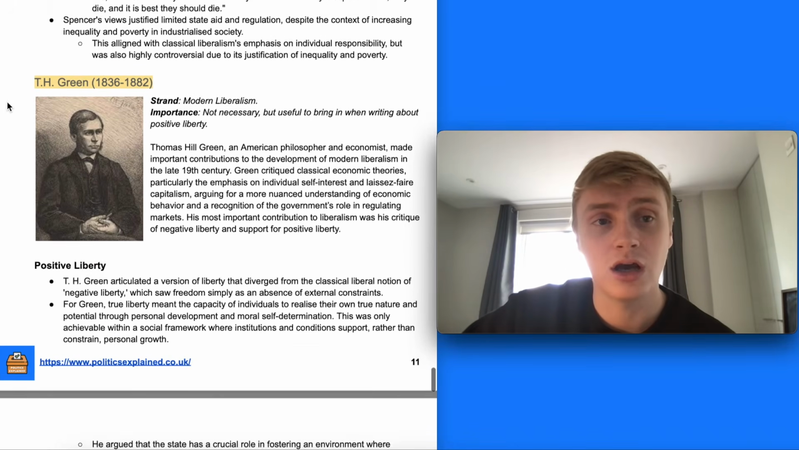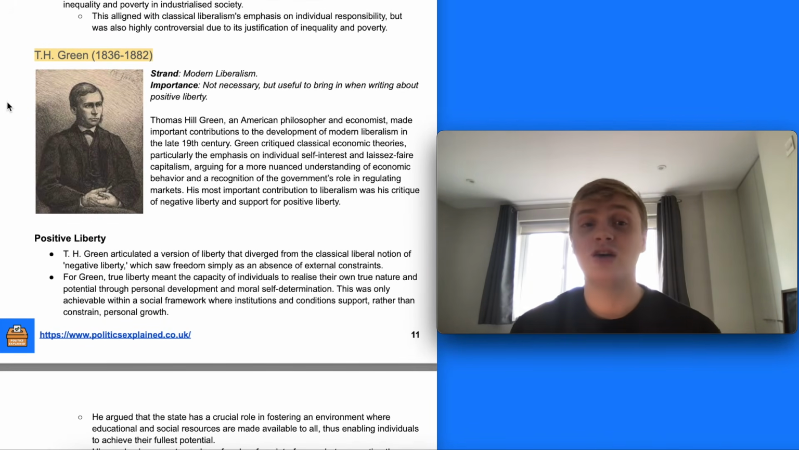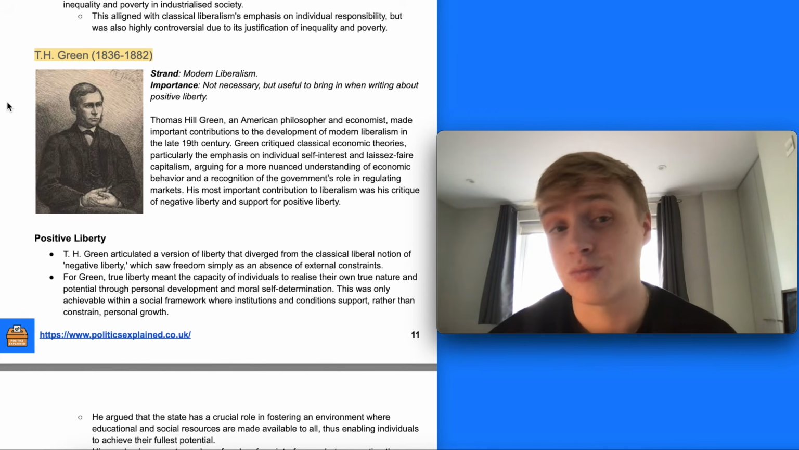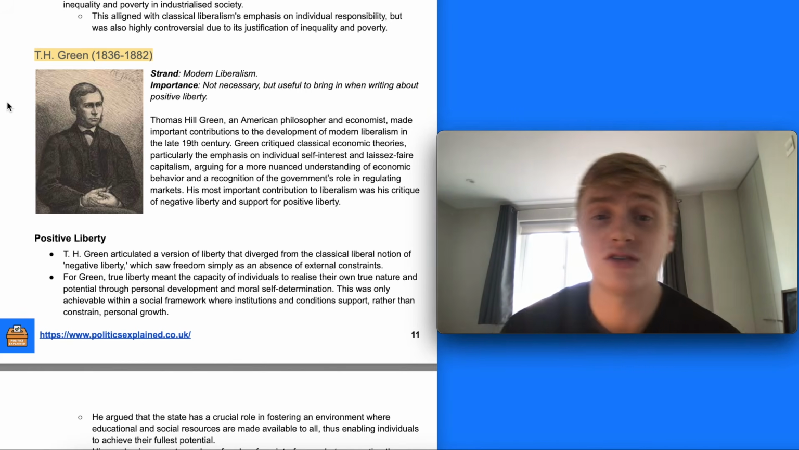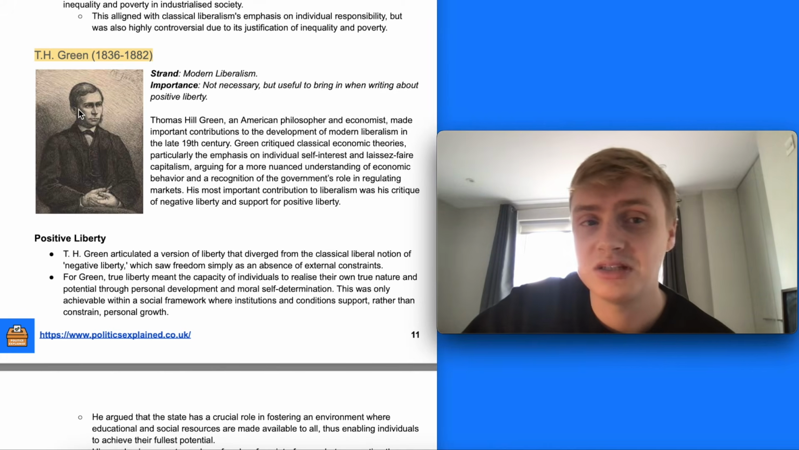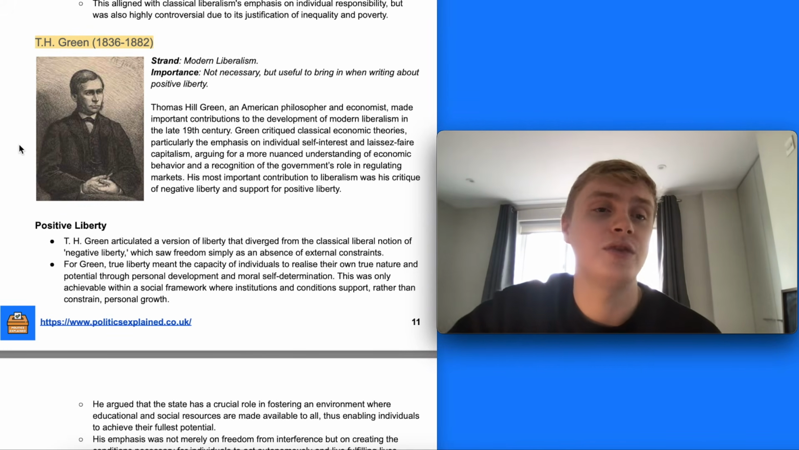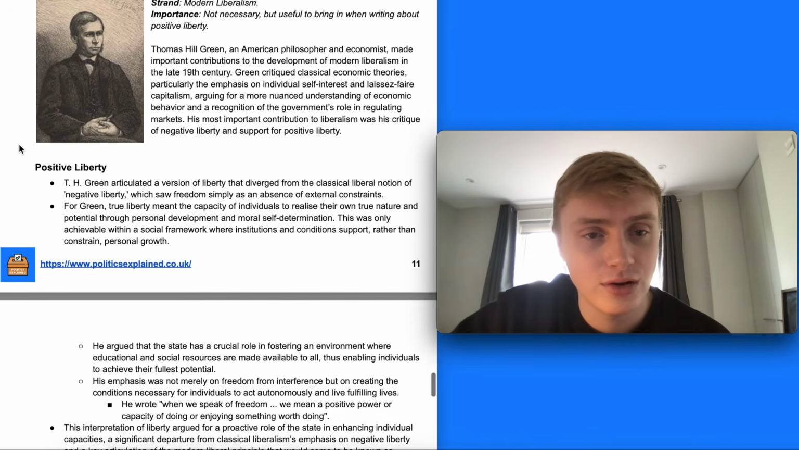Finally, we're going to have a look at a couple of modern liberal thinkers you can add. First is T.H. Green, who isn't necessary, but is useful to bring in when talking about positive liberty, as he was key to its early articulation in the late 19th century, though he didn't use the term positive liberty.